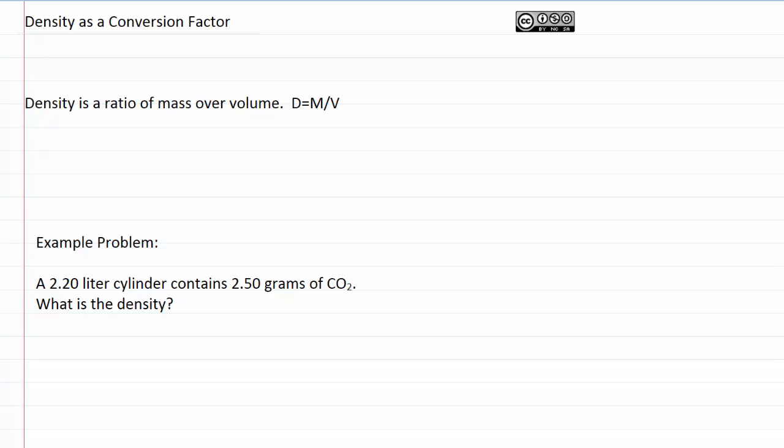Alright, so this video is going to involve using density, calculating density, and using density as a conversion factor. I think somewhere along the line every student has learned this particular relationship, that D equals M over V. Density is a ratio of mass over volume.